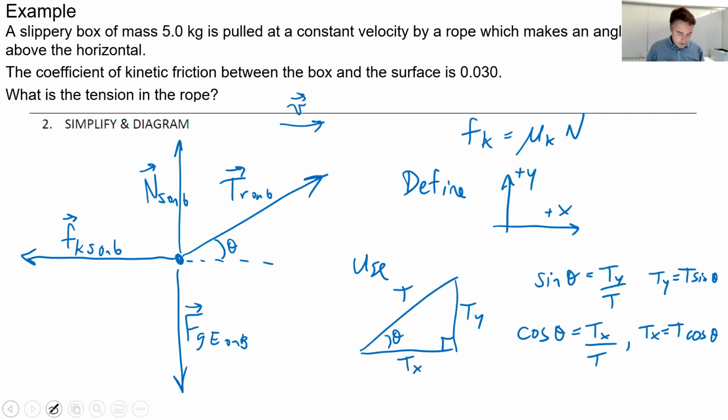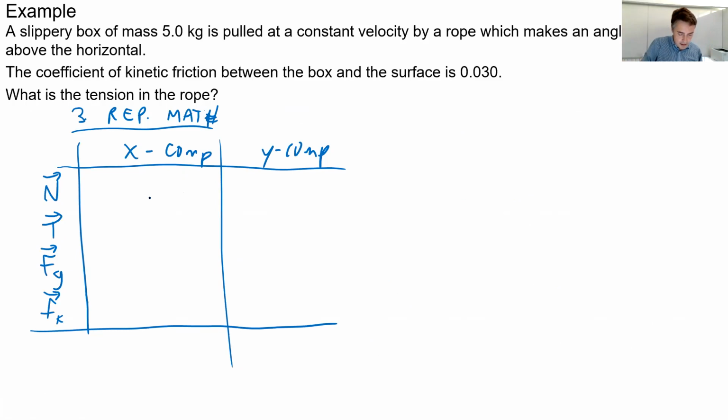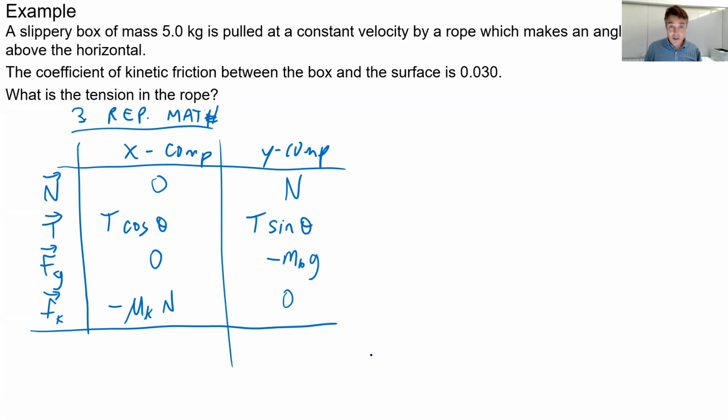Now, the normal force is in the plus y direction, and it has no x component. So when I write that in, I write a 0 here. It only has a y component. The tension force is the one we already worked out with that little triangle: T cos theta is the x component and T sine theta is the y component. Gravity acts downwards, so it's negative the mass of the block times g. And the kinetic friction force is negative, in the minus x direction, mu sub k times N. It doesn't have a y component.